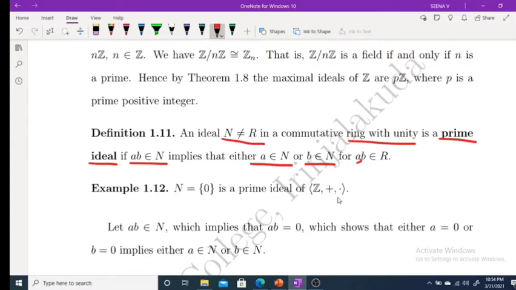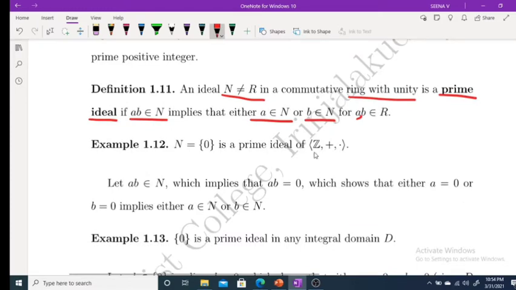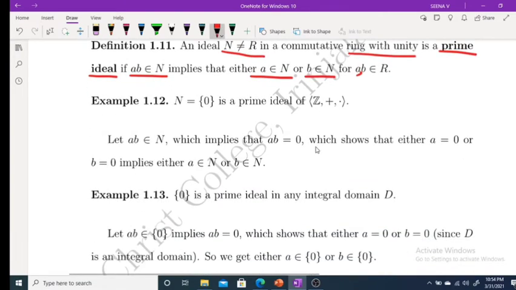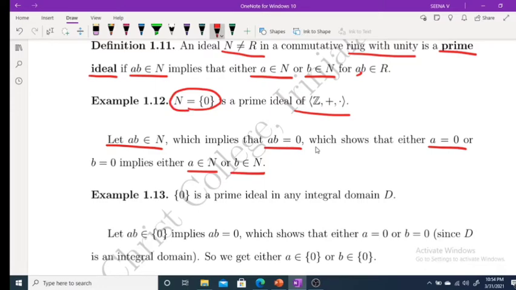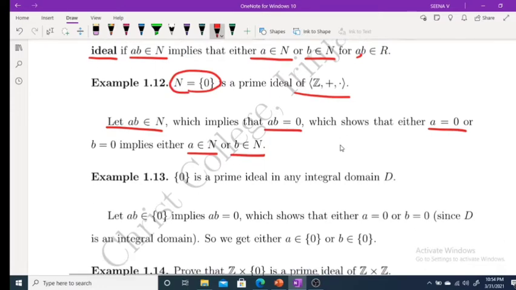Okay, now we are moving to one example of a prime ideal. If N is equal to the set {0}, then clearly this is a prime ideal in (Z, +, ·), because let ab belong to N. ab belongs to N means ab equal to 0. In the set of all integers, ab equal to 0 implies either a equal to 0 or b equal to 0. That means either a belongs to N or b belongs to N. So ab belongs to N implies either a belongs to N or b belongs to N. This implies N is a prime ideal. That means N equal to {0} is a prime ideal of (Z, +, ·).